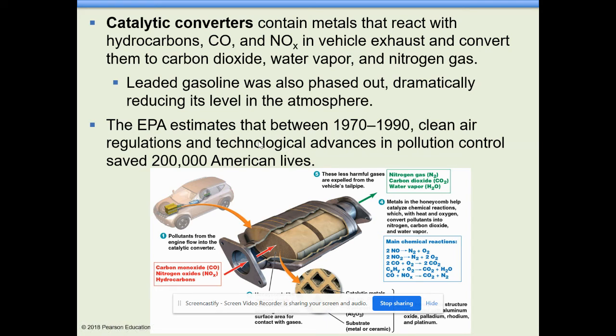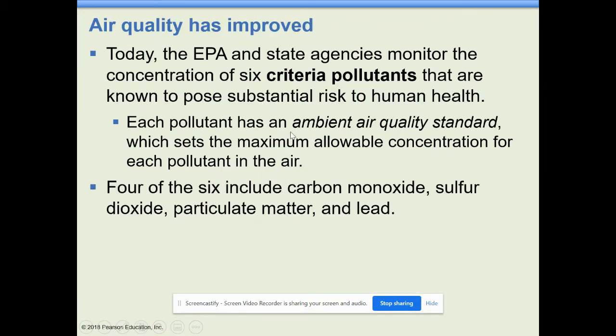This is something we have in all cars, and it helps to take the carbon monoxide and nitrogen oxides and hydrocarbons and convert them into nitrogen gas, carbon dioxide, and water vapor. Can you tell me why that's a good thing? What are some of the issues associated with carbon monoxide? What are some of the issues associated with nitrogen oxides? What are some of the issues associated with hydrocarbons like VOCs? So you should be able to answer those questions. Catalytic converters are awesome.